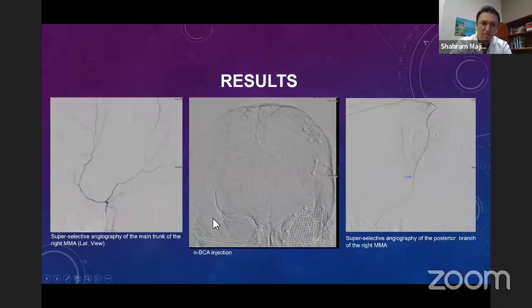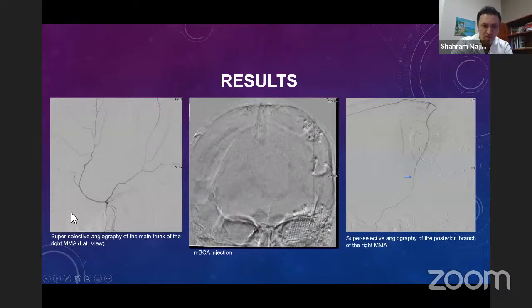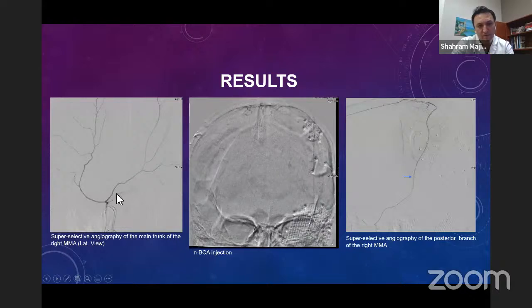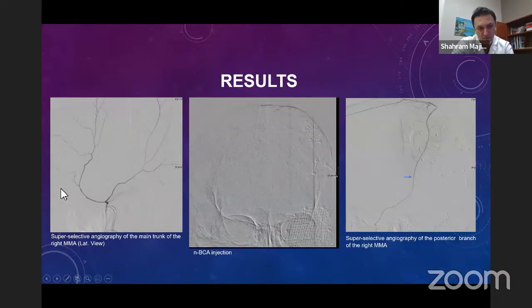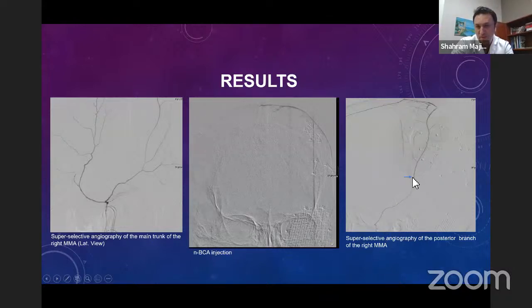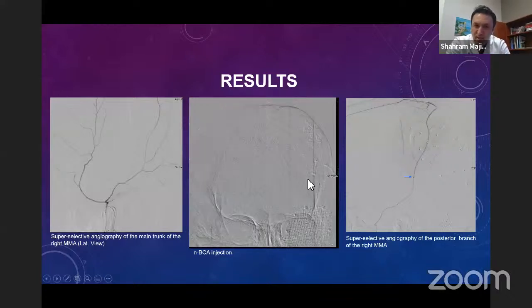We'll be showing some examples of our cases here. On the left side, you see a super selective angiographic run of the main trunk of the right middle meningeal artery, lateral view. Here is the tip of the microcatheter. Obviously, injecting glue from this position is not safe, as we see the petrosal branch and also collaterals to the eyes. So we advance the microcatheter up to a much more distal location in the posterior branch of the middle meningeal artery, as you see on the right-hand side, with this arrow showing the tip of the microcatheter.